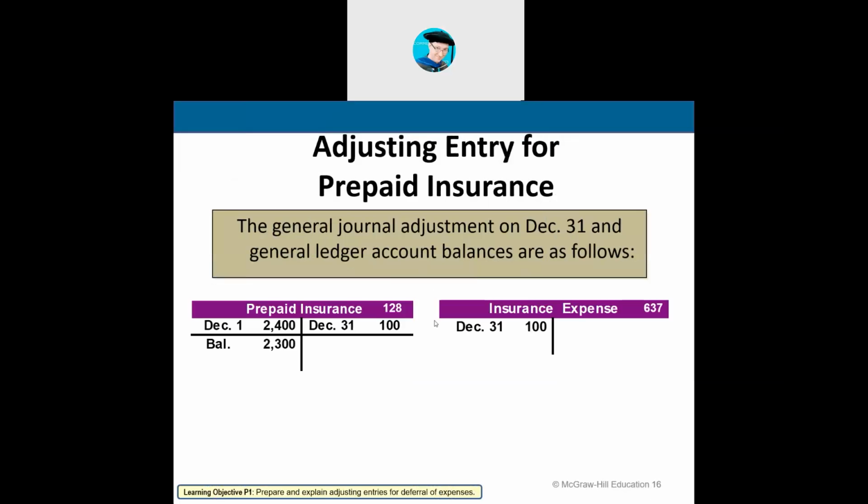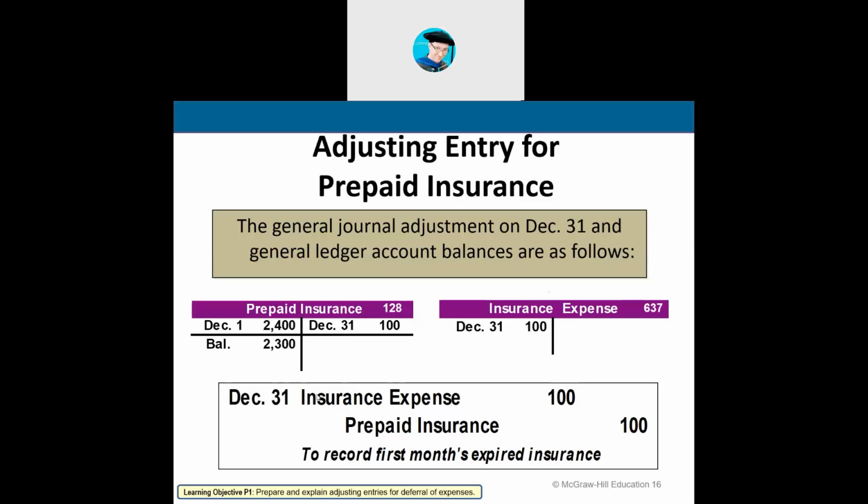At the end of the year, so let's take a look at the end of the year. Well, this is the end of the first year. We started in December, so it's only $100. But the balance on the balance sheet for prepaid insurance would be $2,300, and your insurance expense would have a balance of $100.